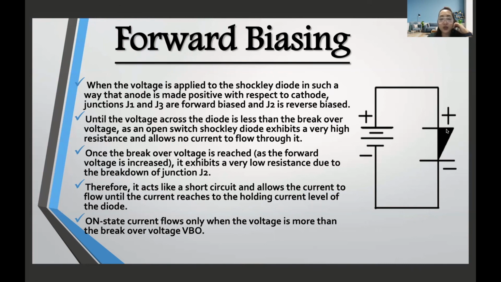Once the breakover voltage is reached, as the forward voltage is increased, it exhibits a very low resistance due to the breakdown of junction 2. Therefore, it acts as a short circuit and allows current to flow until the current reaches the holding current level of the diode. In the on state, current flows only when the voltage is more than the breakover voltage.